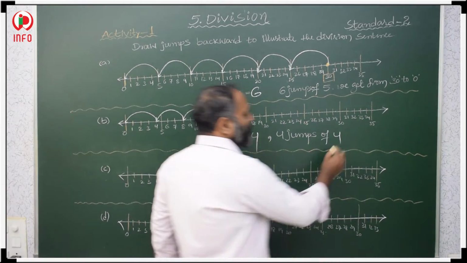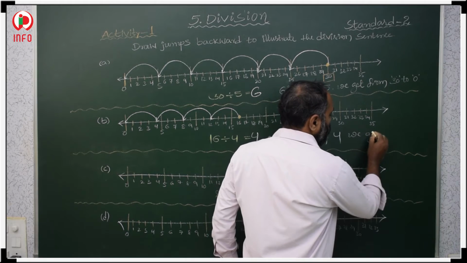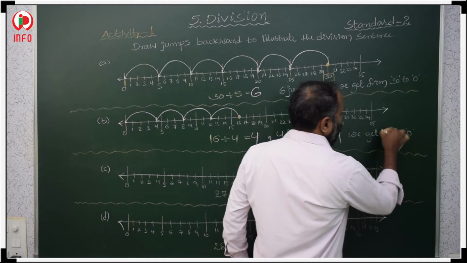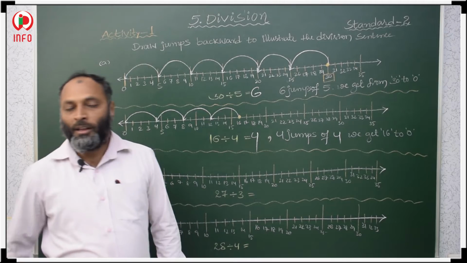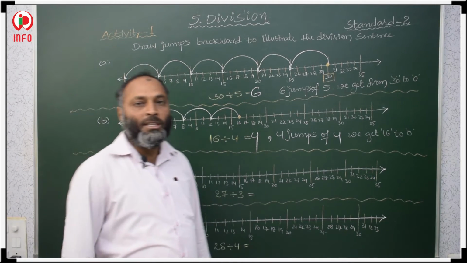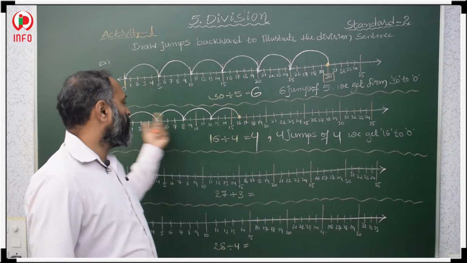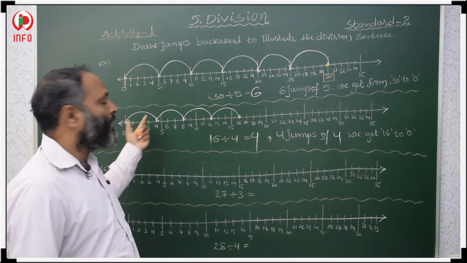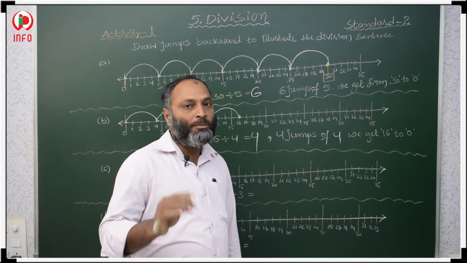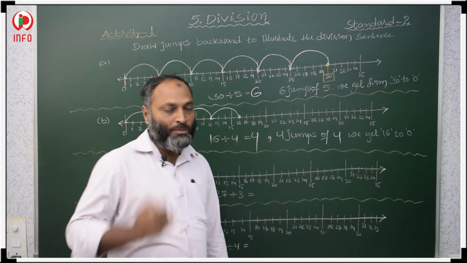We get from 16 to 0 in 4 jumps of 4. Each jump is 4 units, 4 steps.